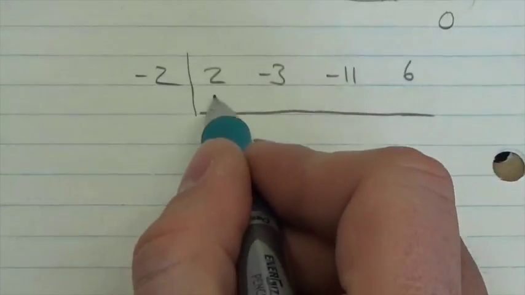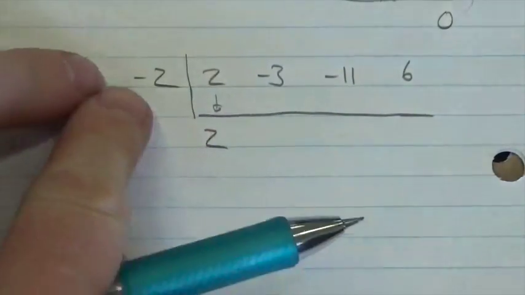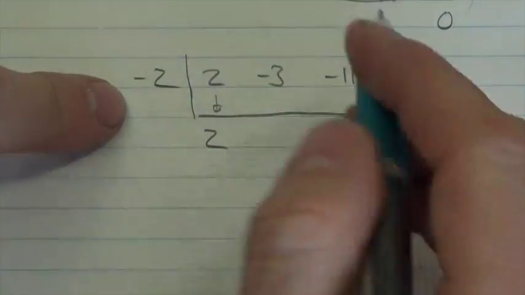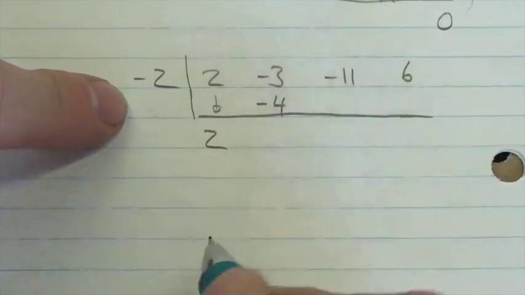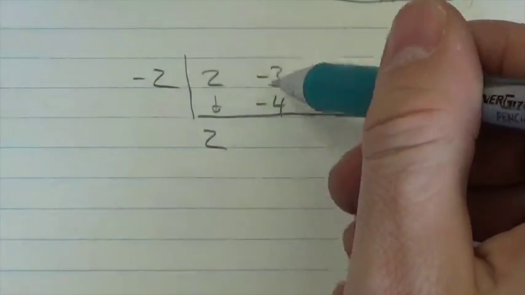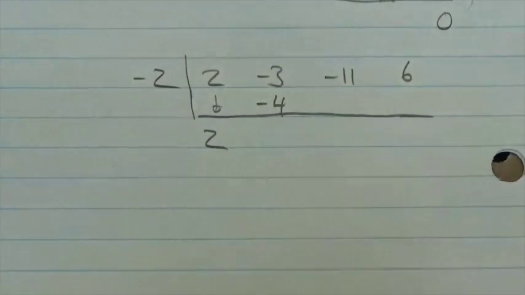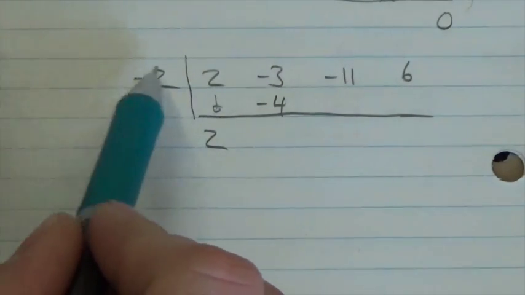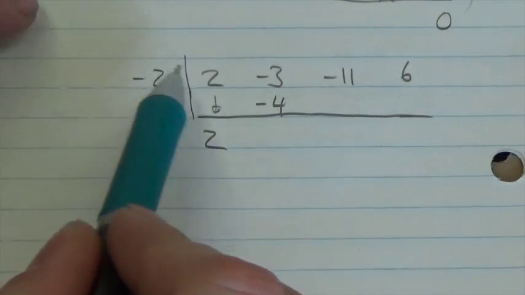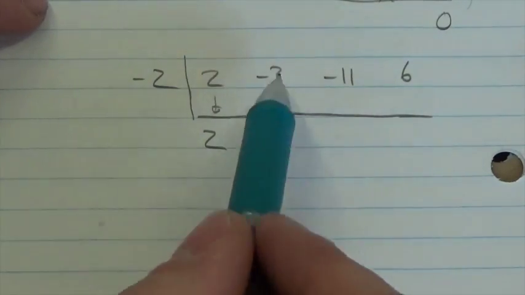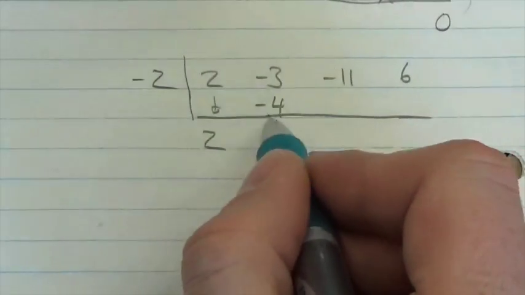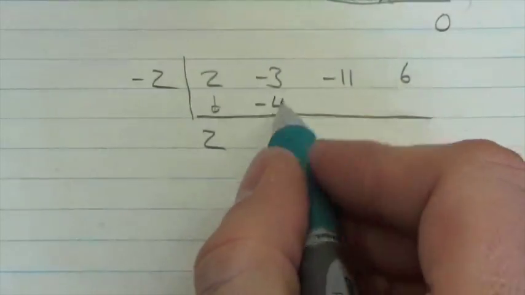That 2 drops straight down, and then you multiply negative 2 times 2, and you put the product right there, negative 4. Now, what I would do here is add. Normally with long division, right after you multiply, you would subtract. But because I changed the sign here, I've already done the subtraction. So now I'm going to add here. So negative 3 and negative 4, negative 7.